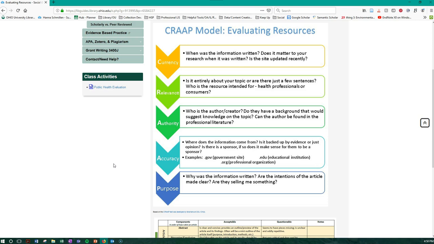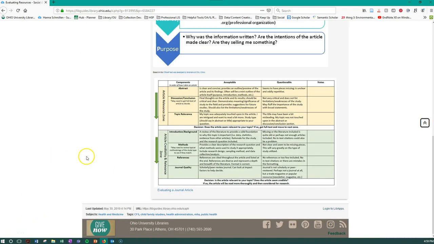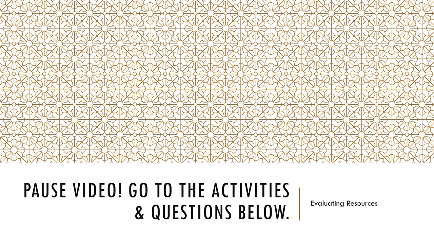Lastly, its purpose. Why was the information written? Are the intentions made clear? Are they selling me something? If they're selling me an idea, then it's time to be skeptical. The second table I will review when we are searching for research articles, but now pause this video and go to part 2 activities and questions below to practice evaluating resources.